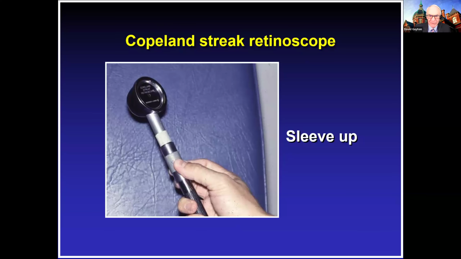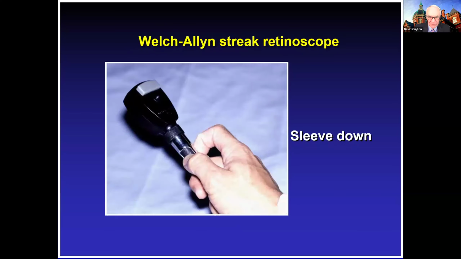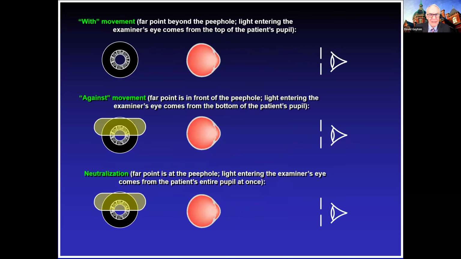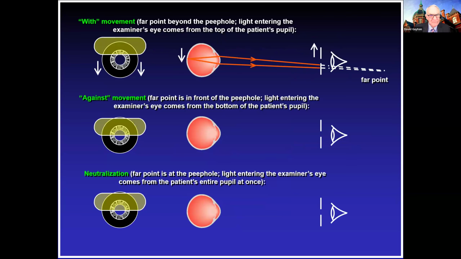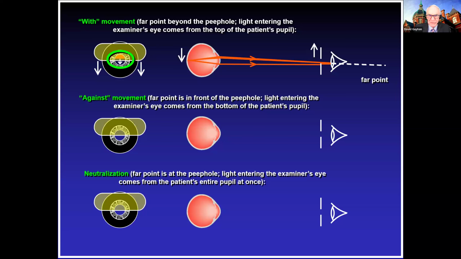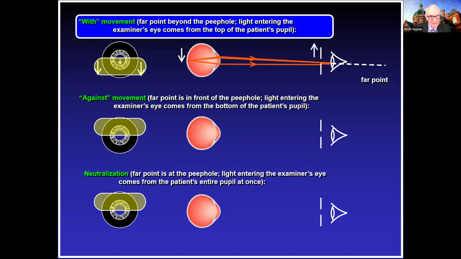With the old Copeland streak retinoscope, you had to hold the sleeve up to do this maneuver. With the newer ones, with the sleeve, you usually hold it down because it was designed differently slightly. If the patient is looking beyond the retinoscope, you're the examiner, you're off to the right, and you're looking at the patient's eye, which is the red eye in the center. As you sweep the band of light across the pupil, the very first rays of light that get into the peephole came from the top of the patient's pupil. So the examiner sees this band of light appearing in the top of the patient's pupil. And as the band of light on the eye is swept down, you'll see this band of light in the pupil, the retinoscopic reflex, move in this same direction, which we call with movement.